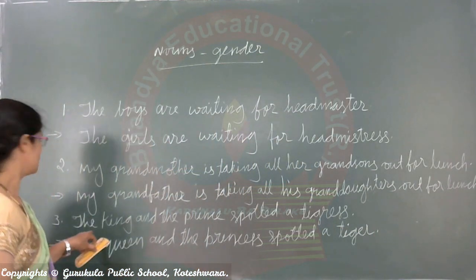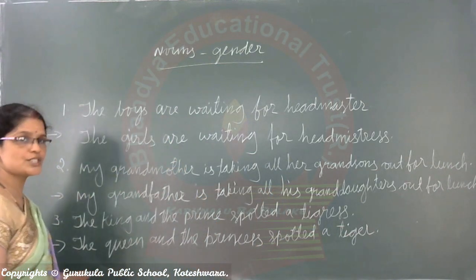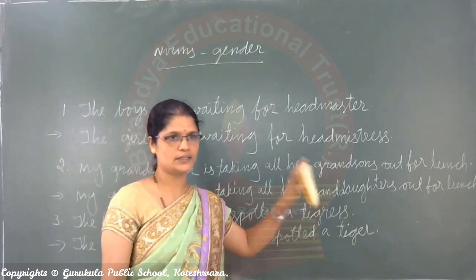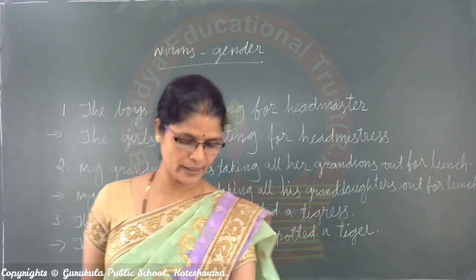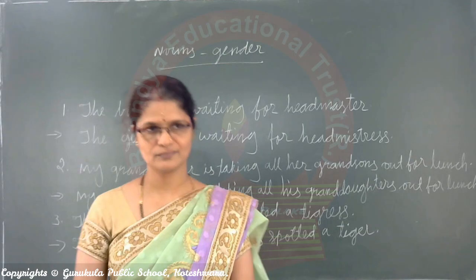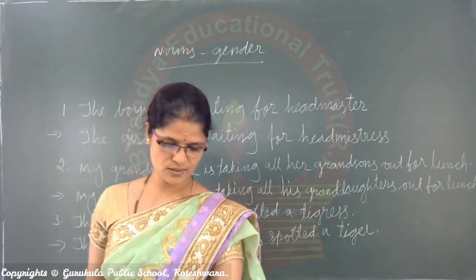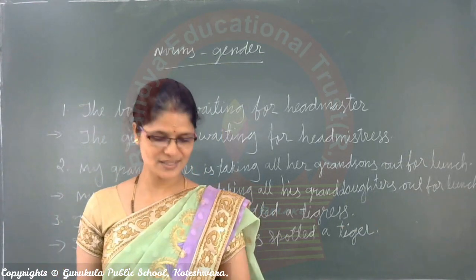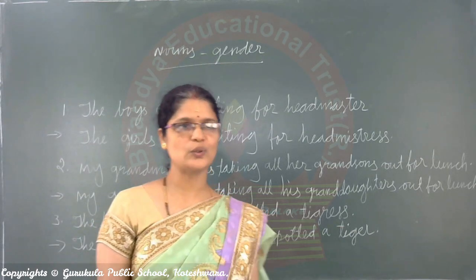Read again this sentence. The king and the prince spotted a tigress. What changes have we done now? The king and the princess spotted a tiger. Is there any doubt in this part? No doubt. Please read the examples again. Any doubt, please ask. No doubts? Want to recall? Okay, very good. I will ask some questions in the next coming classes. Now, I will go to the next topic.